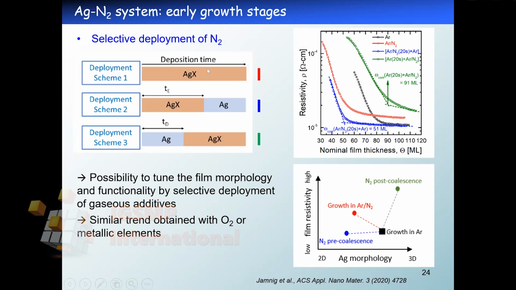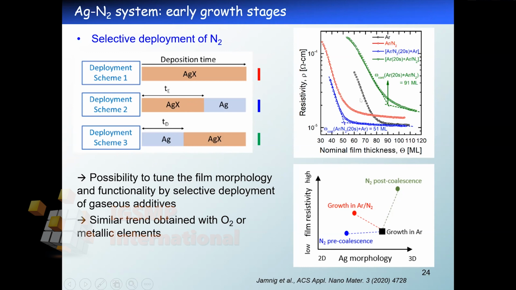So in the first schematic, we have a continuous supply of nitrogen. In the second, we will deploy the nitrogen only for a short exposure time. And in the third scheme, we will introduce nitrogen after a certain delay. And the corresponding curves are here.